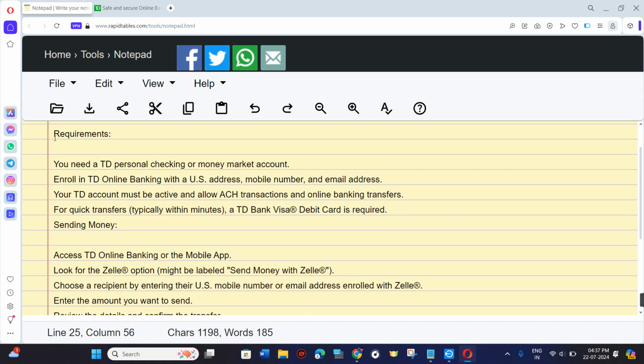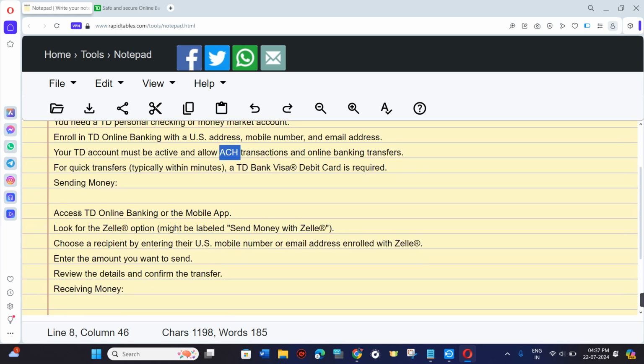TD Bank utilizes the Zelle service for person to person money transfers, and here is how it works. First of all, we need to understand the requirements. You need to have a TD Bank checking account or money market account. Then you need to enroll in TD Bank online with a US address, mobile number, and email address. Your TD Bank account must be active and allow ACH transactions and online banking transfers. For quick transfers, a TD Bank Visa debit card is required.